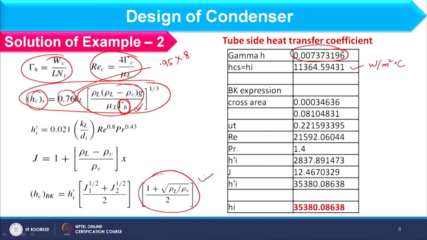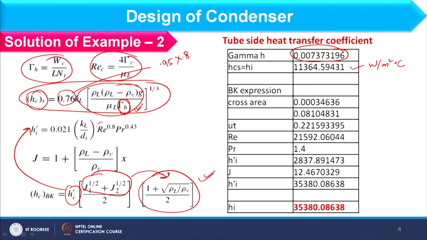So, for that we have combination of J1 and J2, which is given like this. Okay. This is the J1 and J2 combination. It means it is basically this value. Fine, and Hi dash you can find out using this expression.